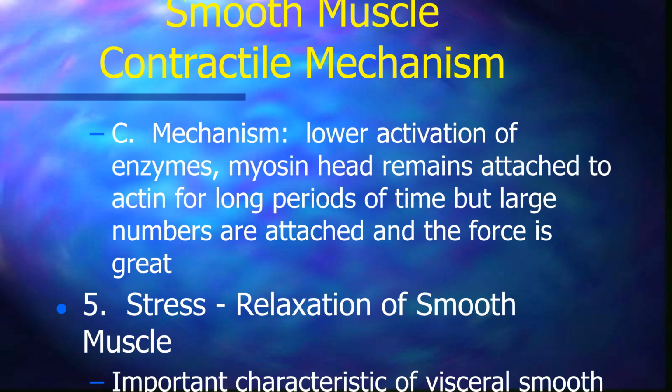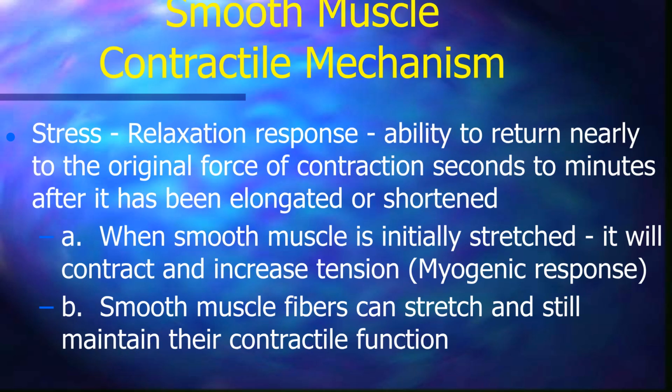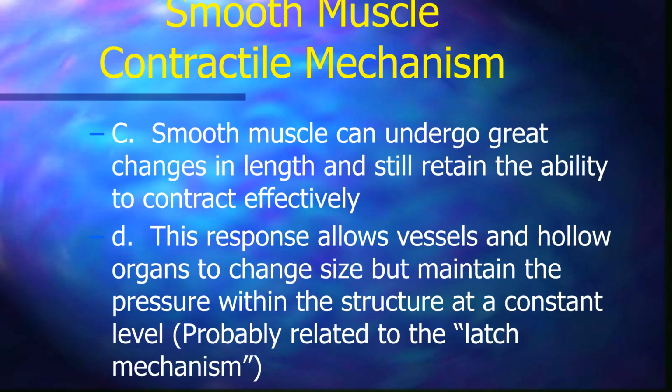Smooth muscle fibers can stretch while maintaining contractile function. Smooth muscle can undergo significant changes in length and still contract effectively. This response allows vessels and hollow organs to change size while maintaining constant pressure, which is likely related to the latch mechanism. Intracellular fluid calcium is the initiating event for smooth muscle contraction.